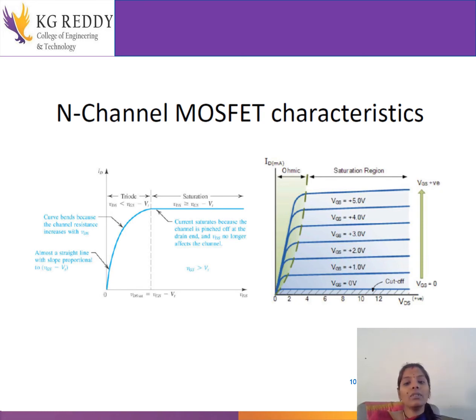Just now I was saying how it is called linear, right? In this portion we also say it is ohmic. We can also say ohmic, linear, and inversion. So what is happening after a certain point? Suppose I plot like this in the linear region, I am just showing here.